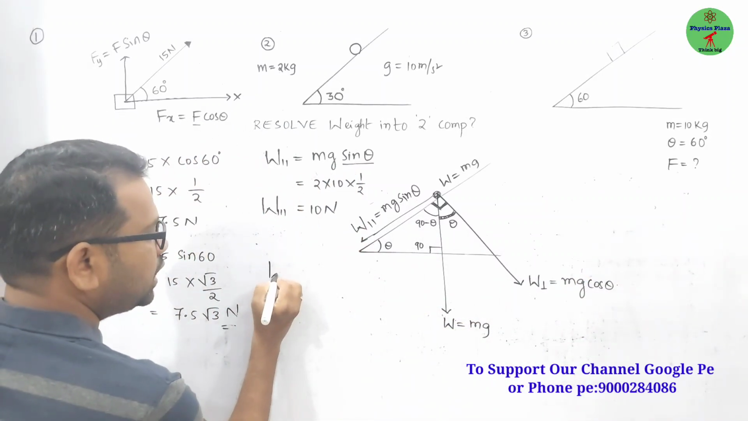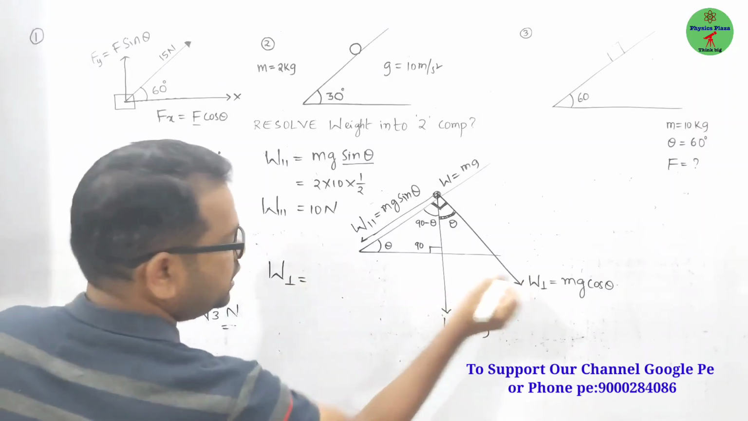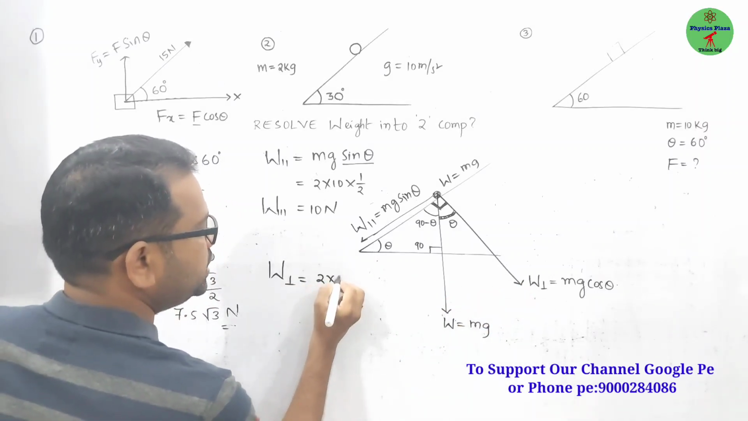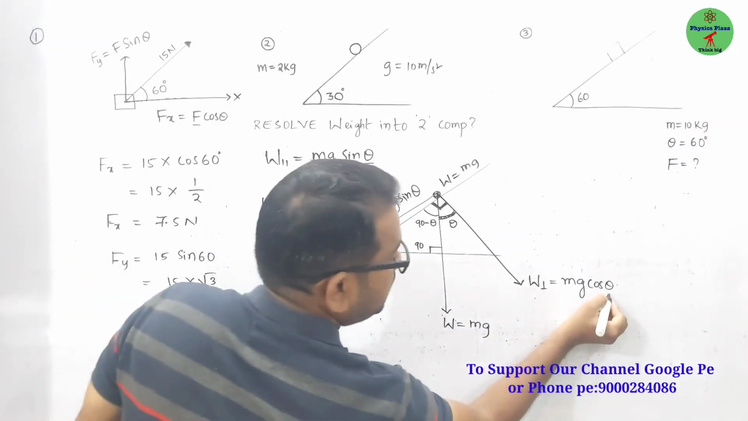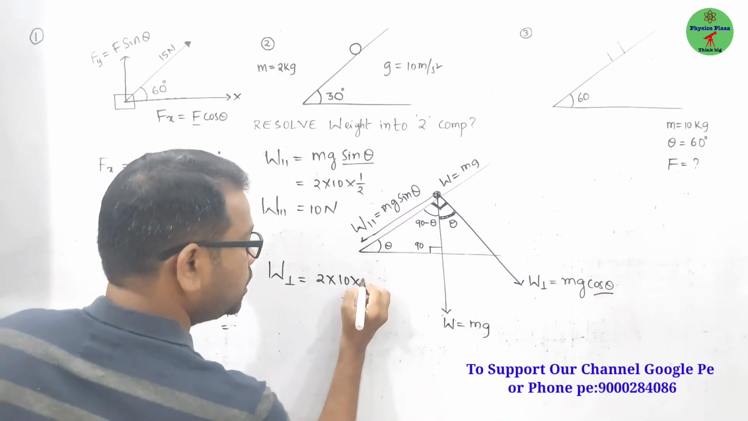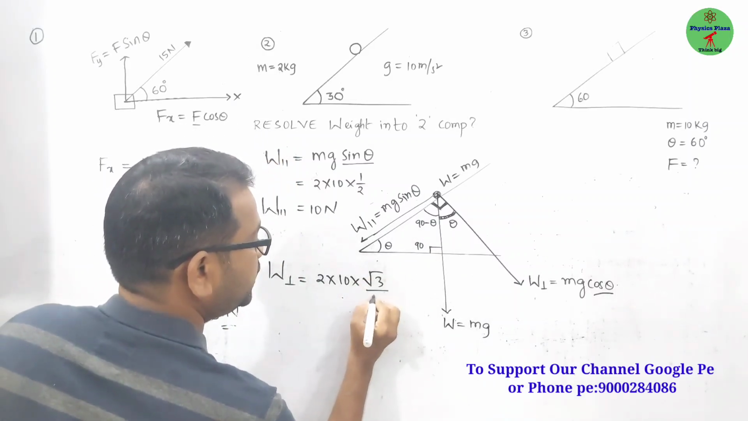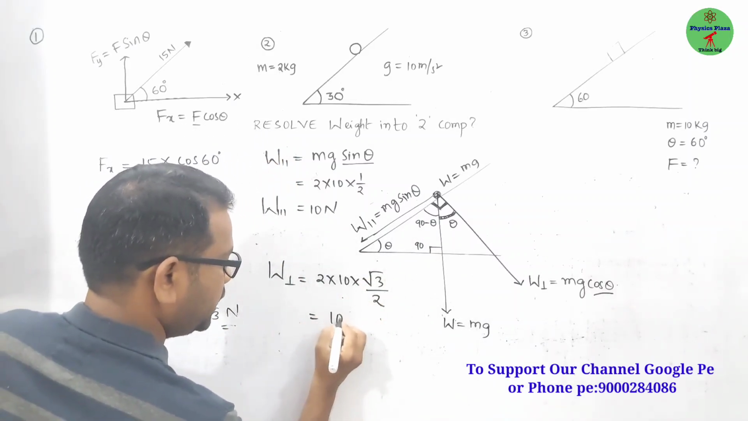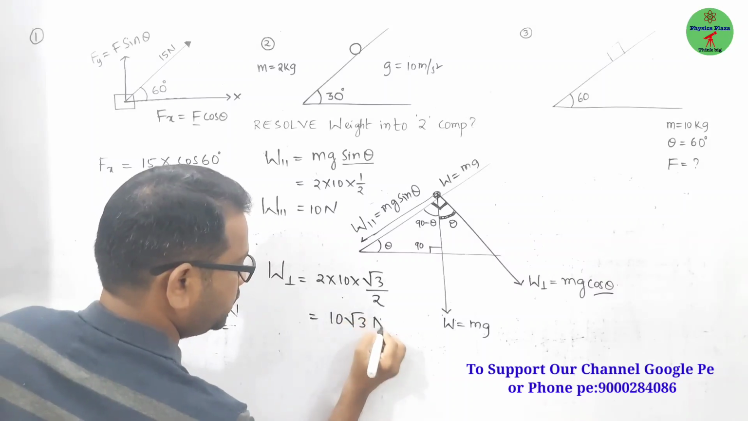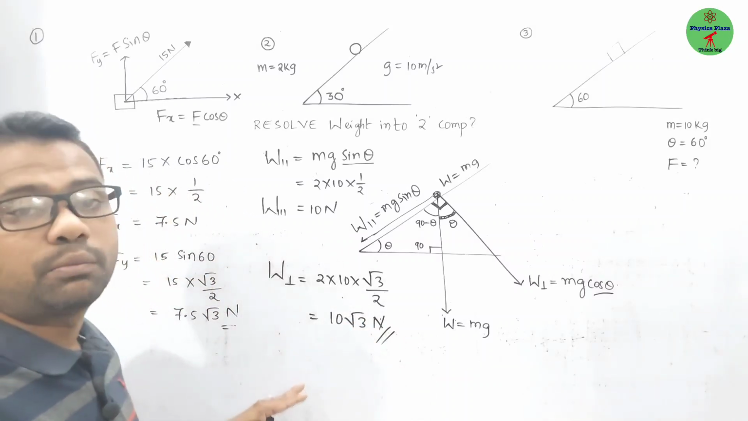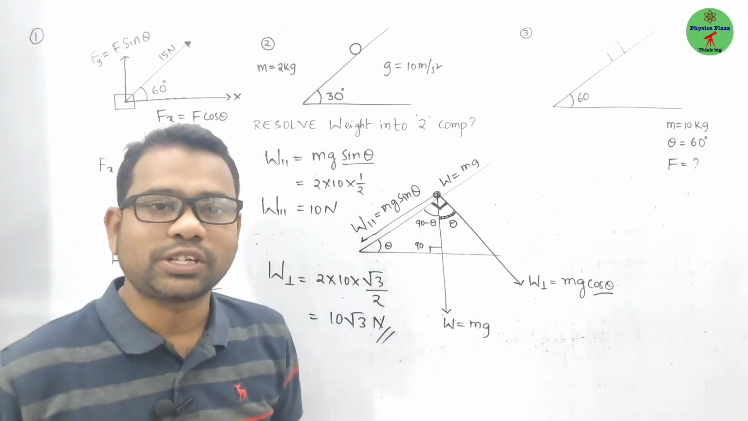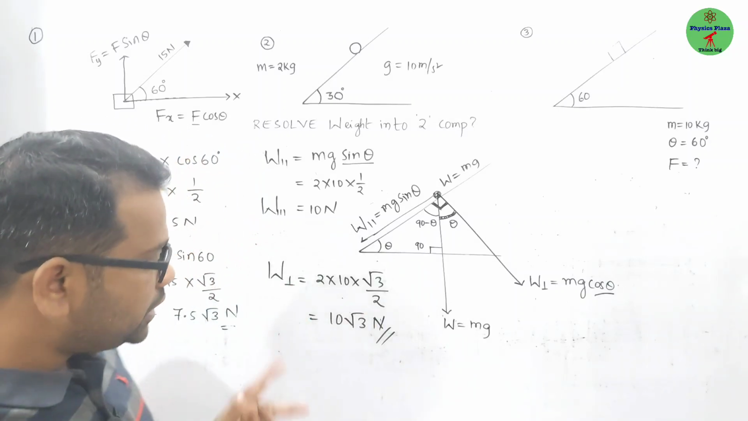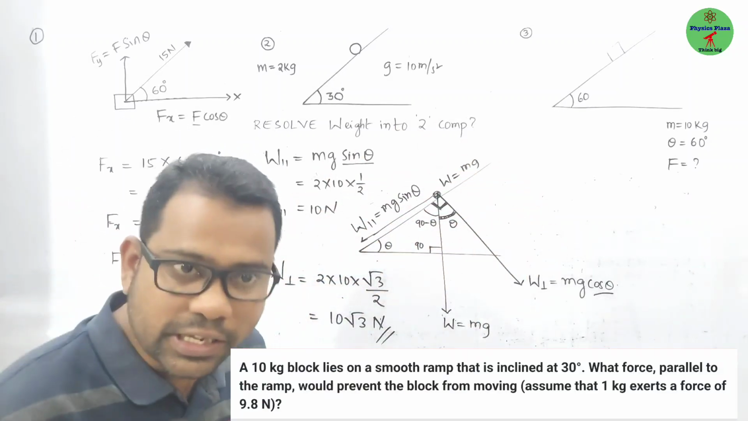Now they are asking for the vertical component. So that is mg. M is 2, g is 10, but now it is cos 30. Cos 30 is root 3 by 2. So this is 10 root 3 Newton. Here is the vertical component of the weight to the inclination. Clear? Fine. Now with this concept, the third numerical is going to be very easy.